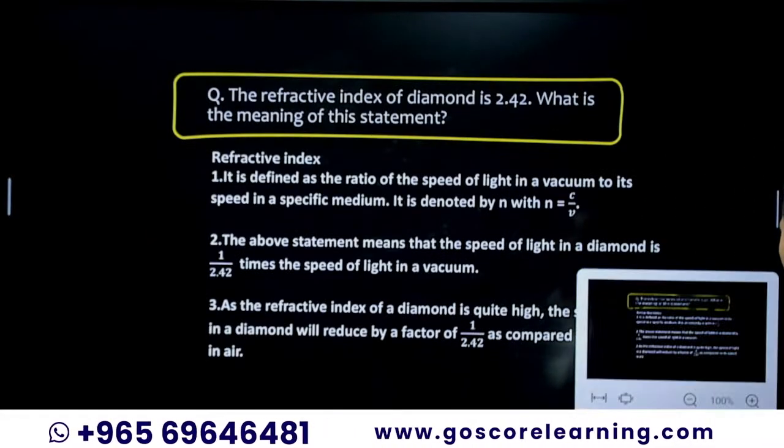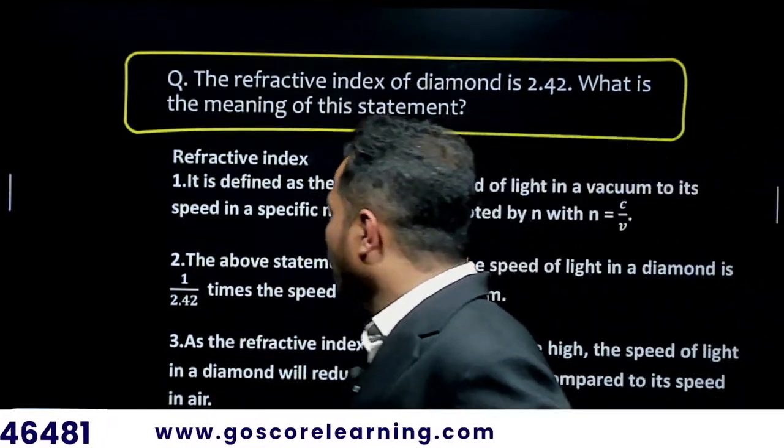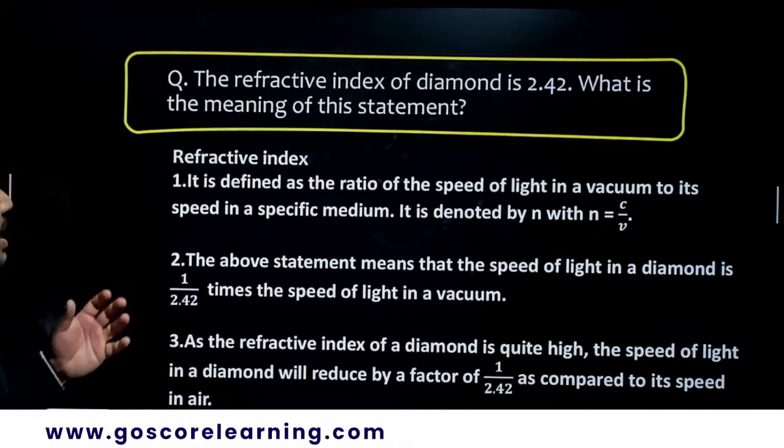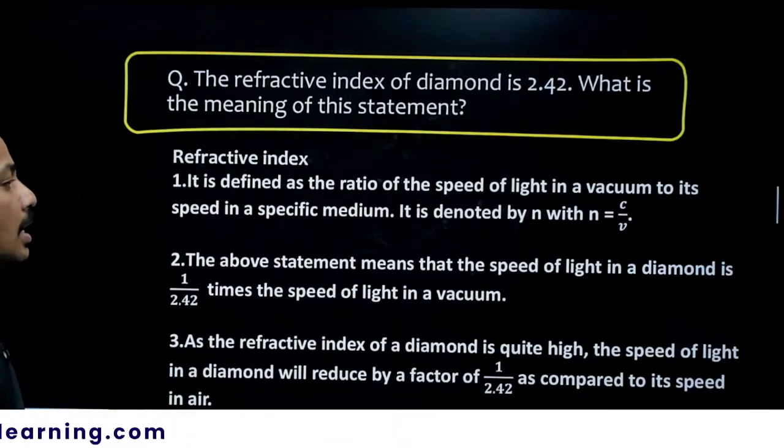If you want to write this answer, just follow this. This is the answer. Refractive index is defined as the ratio of speed of light in a vacuum to speed of light in medium. It is denoted by n. n is equal to c by v. That is also one of the answers.